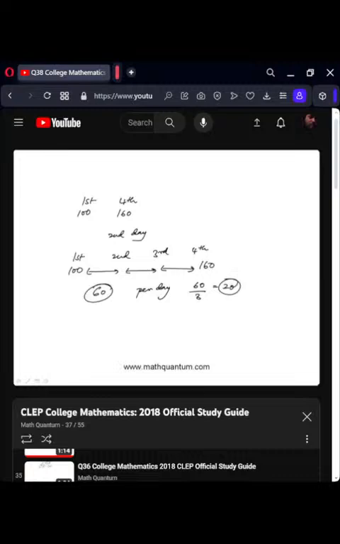Which means on the second day it would be 120, because it's growing by 20. So the answer is 120.